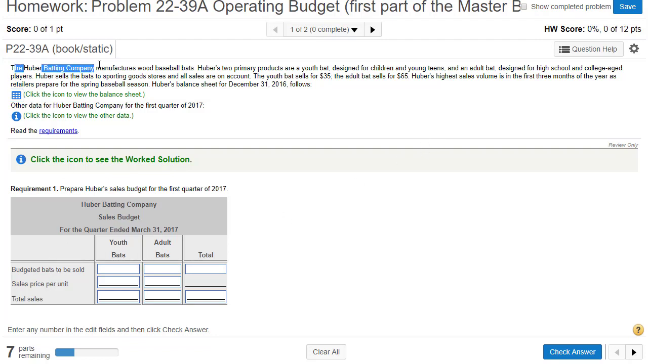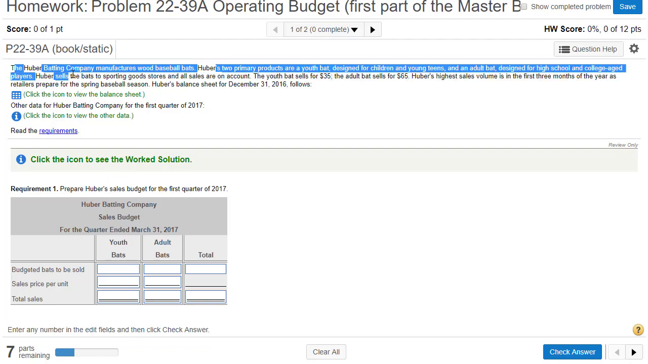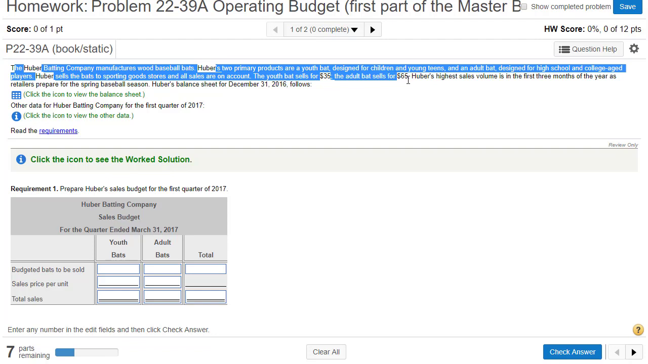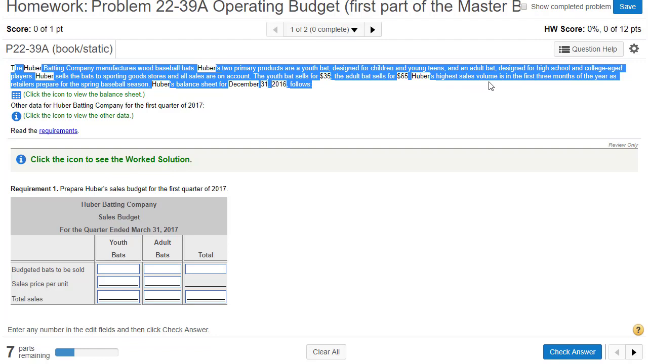So let's read about this company. The Huber Batting Company manufactures wood baseball bats. Their two primary products are a youth bat, designed for children and young teens, and an adult bat, designed for high school and college-age players. Huber sells the bats to sporting goods stores, and all sales are on account. The youth bat sells for $35. The adult bat sells for $65. Huber's high sales volume is in the first 3 months of the year as retailers prepare for the spring baseball season. Huber's balance sheet for December is as follows.